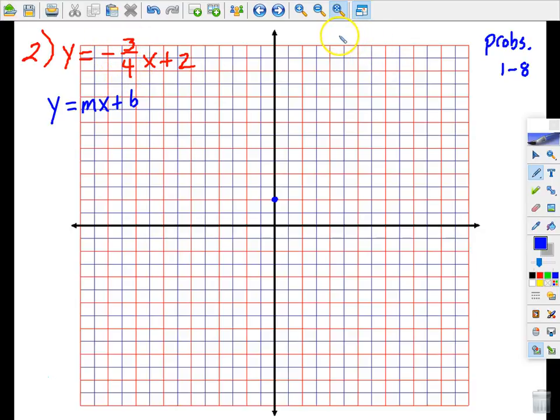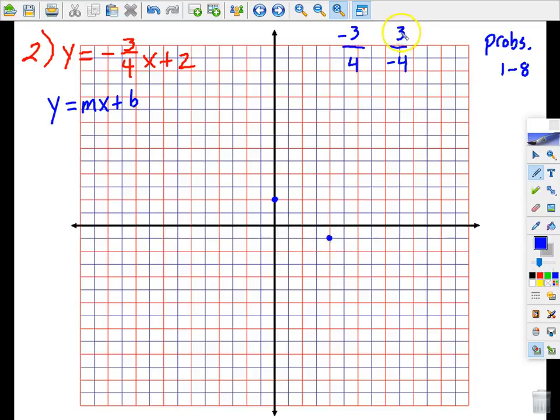So you can think of it as either negative 3 over 4, or you could think of it as 3 over negative 4. Either way, it represents negative 3/4. So do you want to go down 3 and right 4? That would be certainly okay.